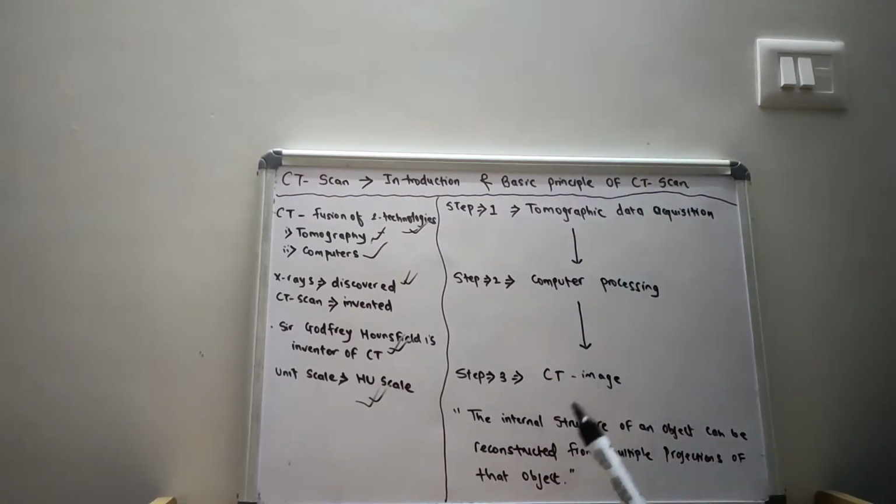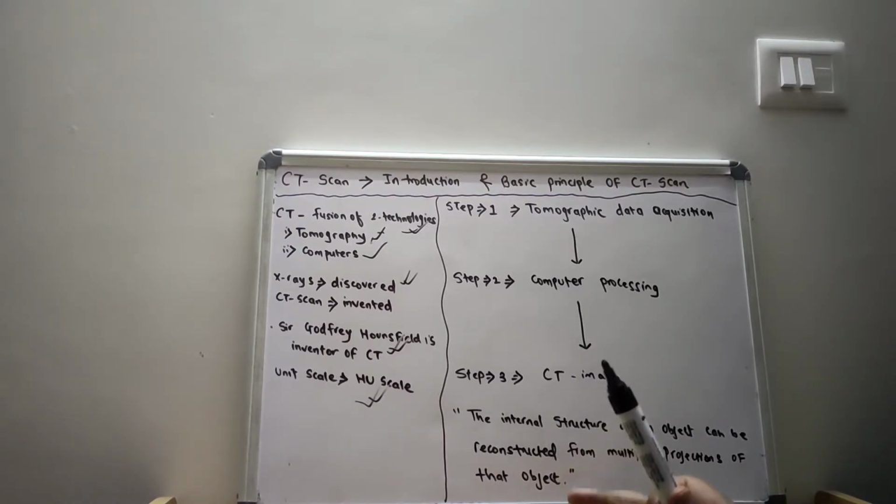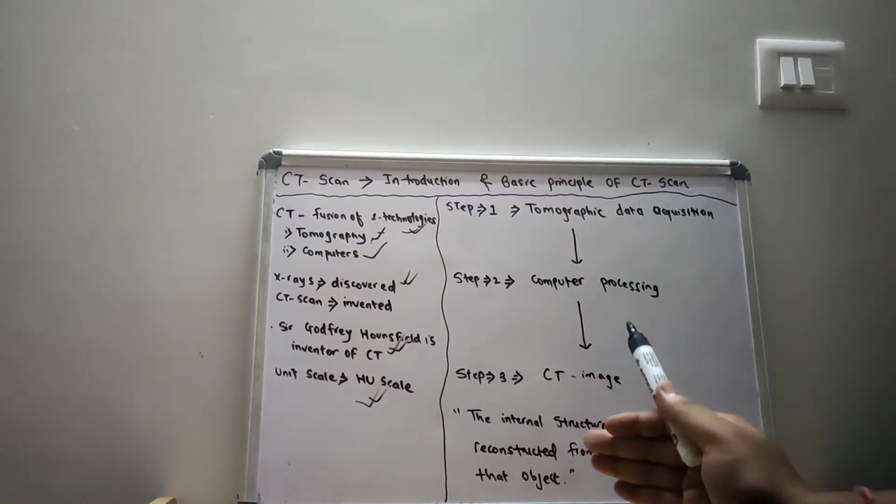So you should know that CT scan is the fusion of two technologies, tomography and computers, and you should also know that the CT scan was invented by Godfrey Hounsfield, and one unit is named in his honor, that is the Hounsfield scale.